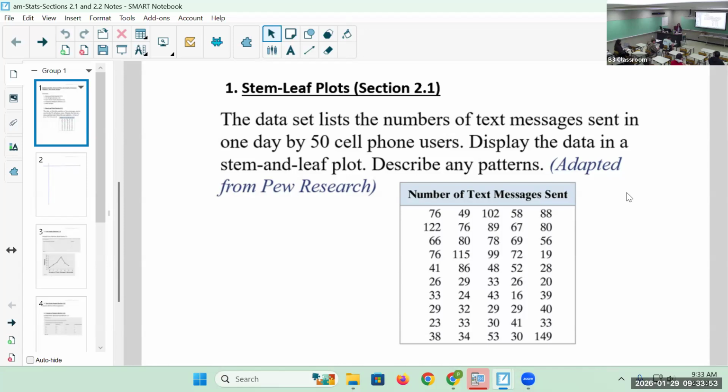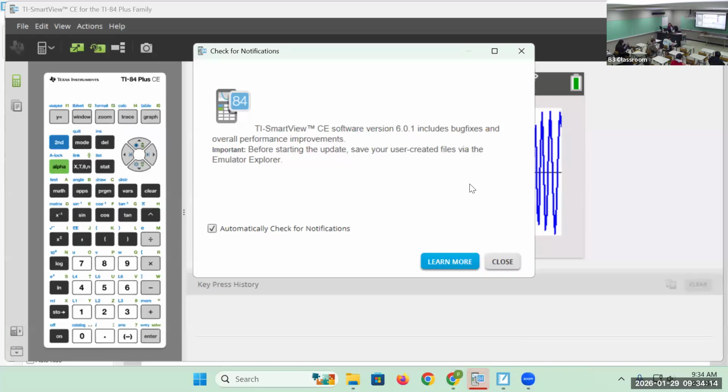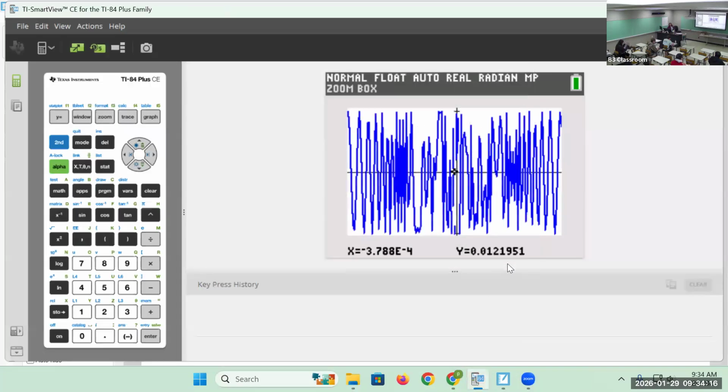Now, you can always put them in order yourself by hand. I like sorting them in the calculator, especially if you use data for more than one type of problem. And I know it's tedious, but that's what we're going to do. I'm all about using the calculator because it's a tool that you all can have.